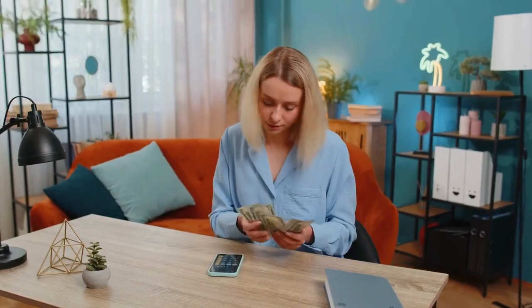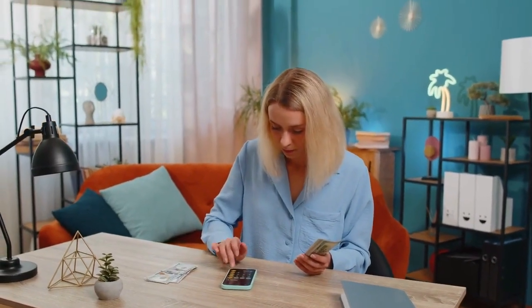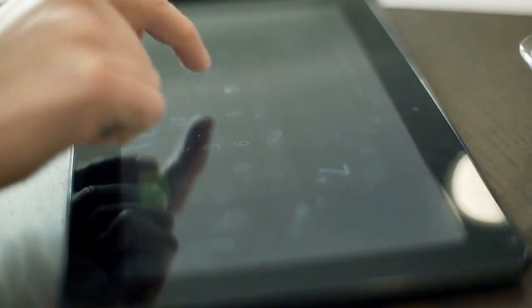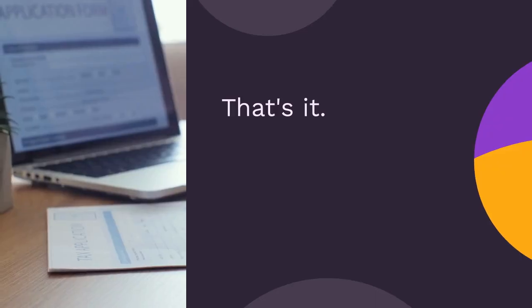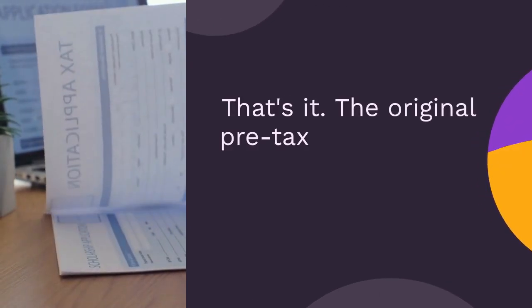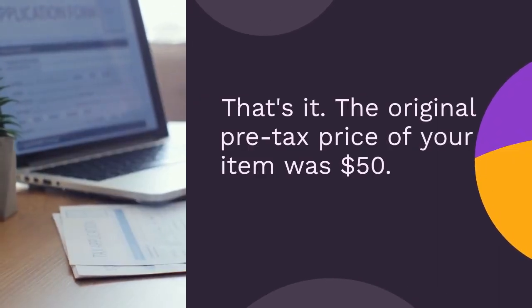For the final step, you take your total amount, $53.50, and divide it by that number we just found, 1.07. Punching that into a calculator, $53.50 divided by 1.07 equals exactly $50. That's it. The original, pre-tax price of your item was $50.